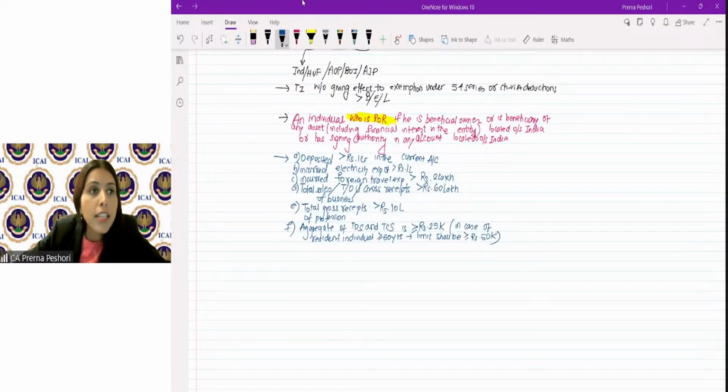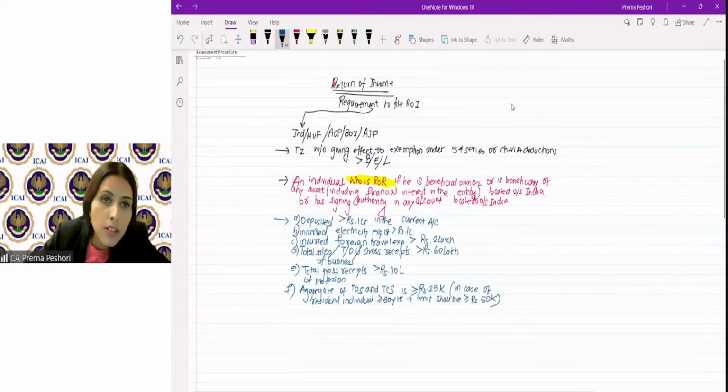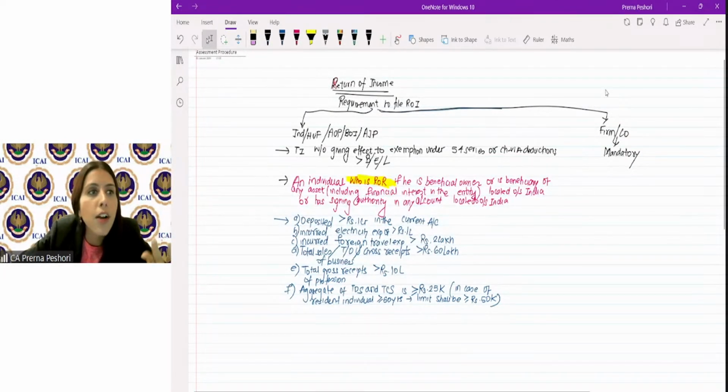Okay. So these are the requirements for the individual or HUF. For the firm and for the company, it is mandatory to file the return of income. They don't have any additional requirements. For the firm or the company, it is mandatory. Even if they do not have any income, they are required to file the return of income. Are we clear? Now coming to the due dates.